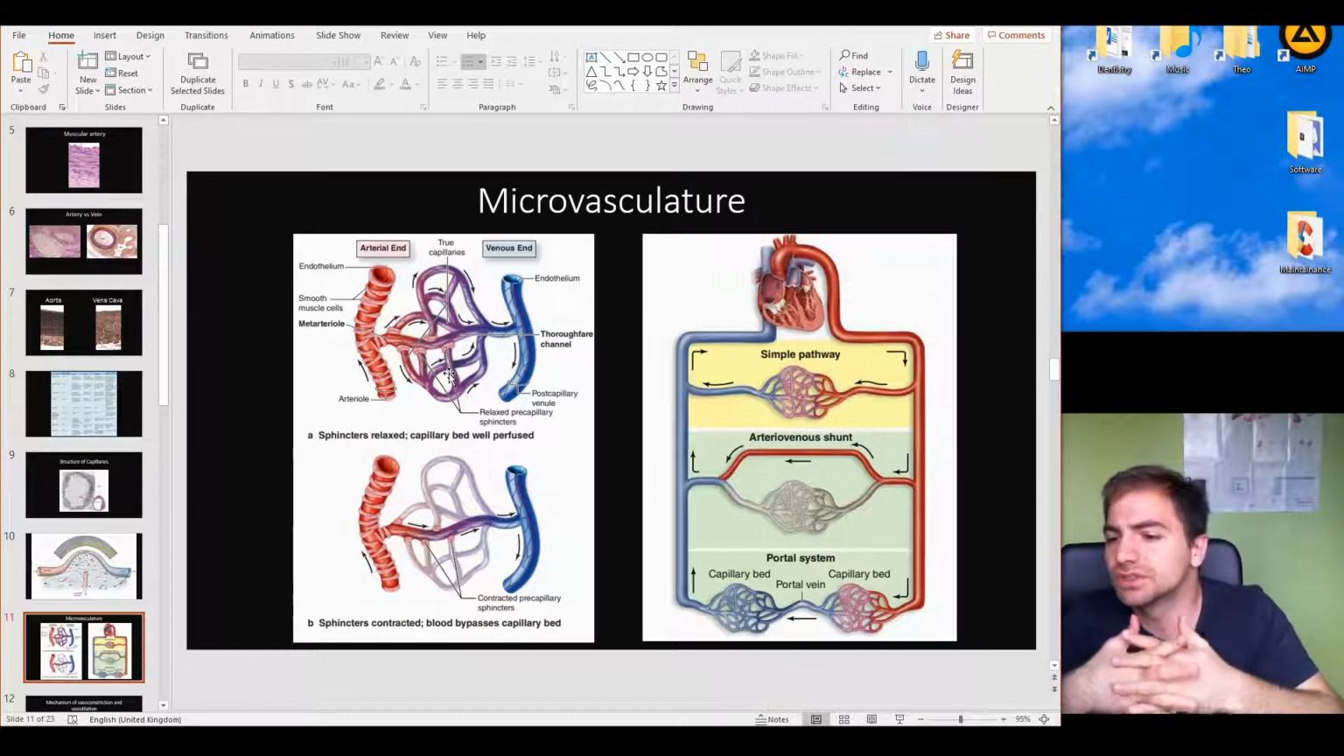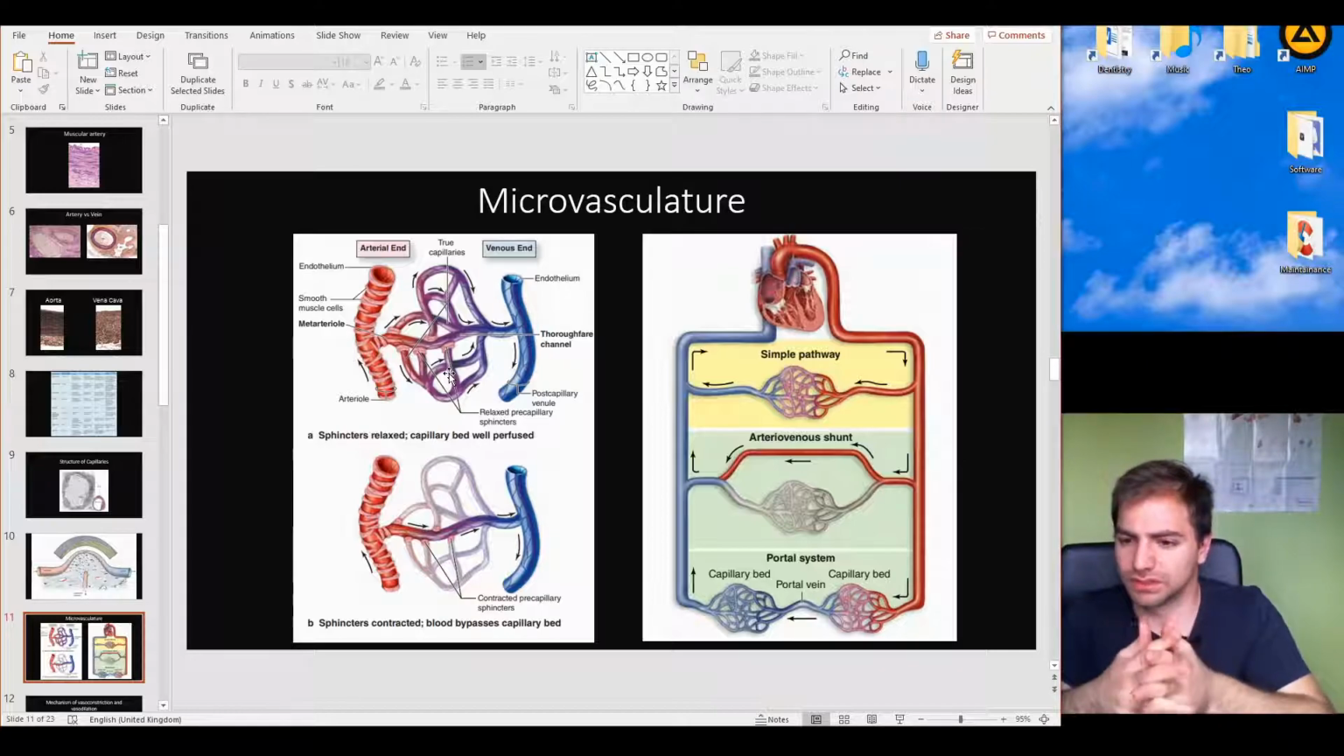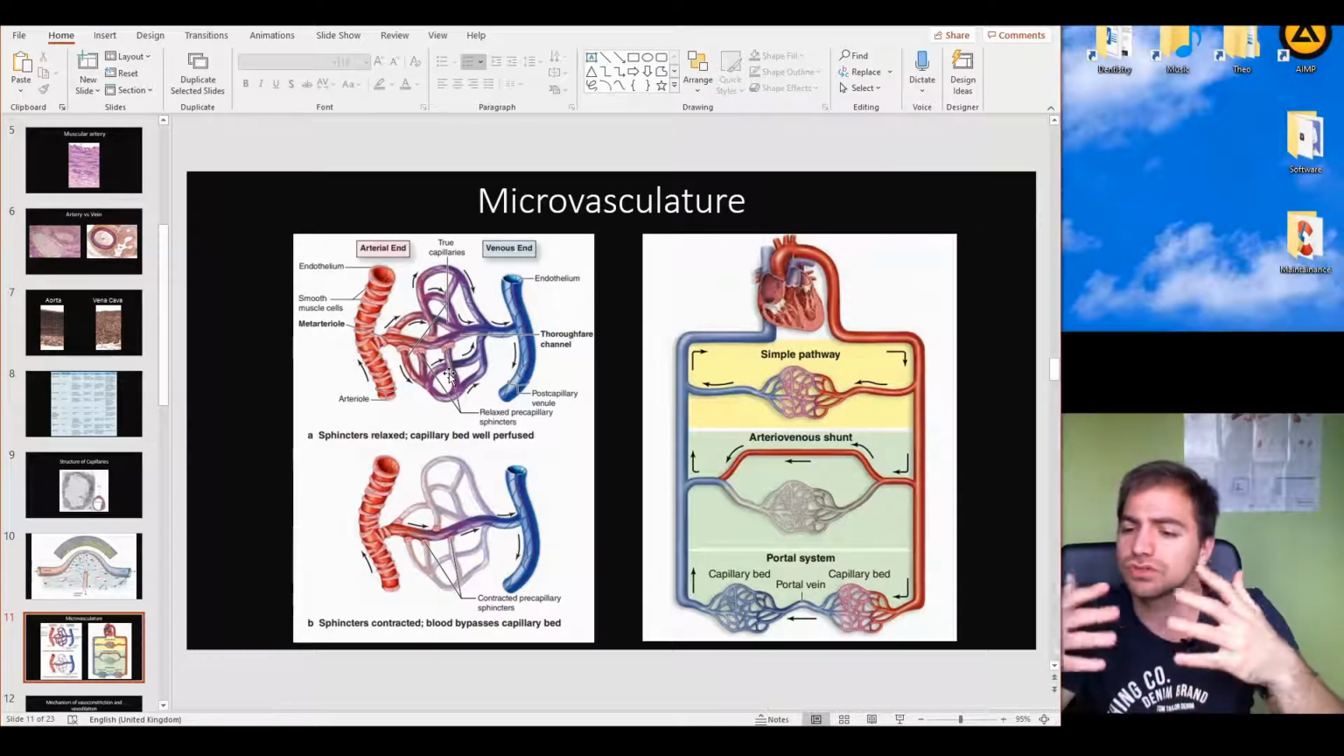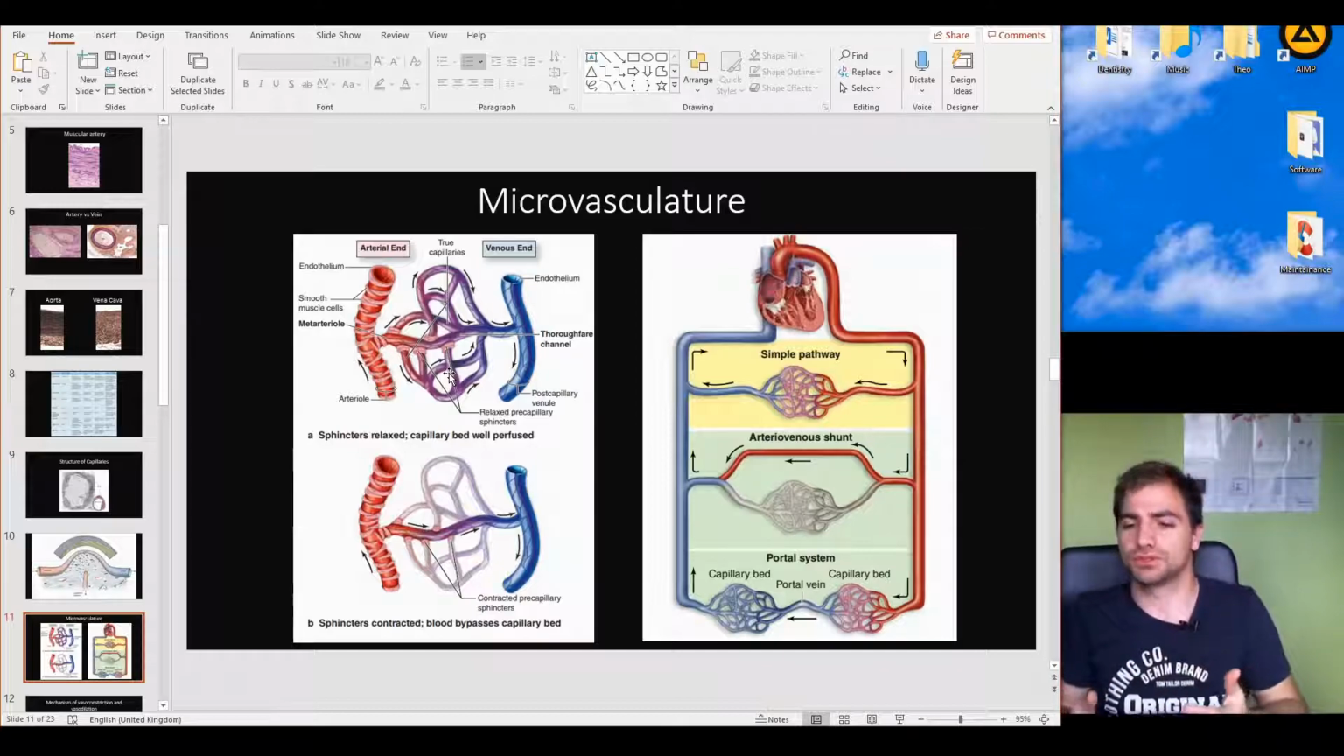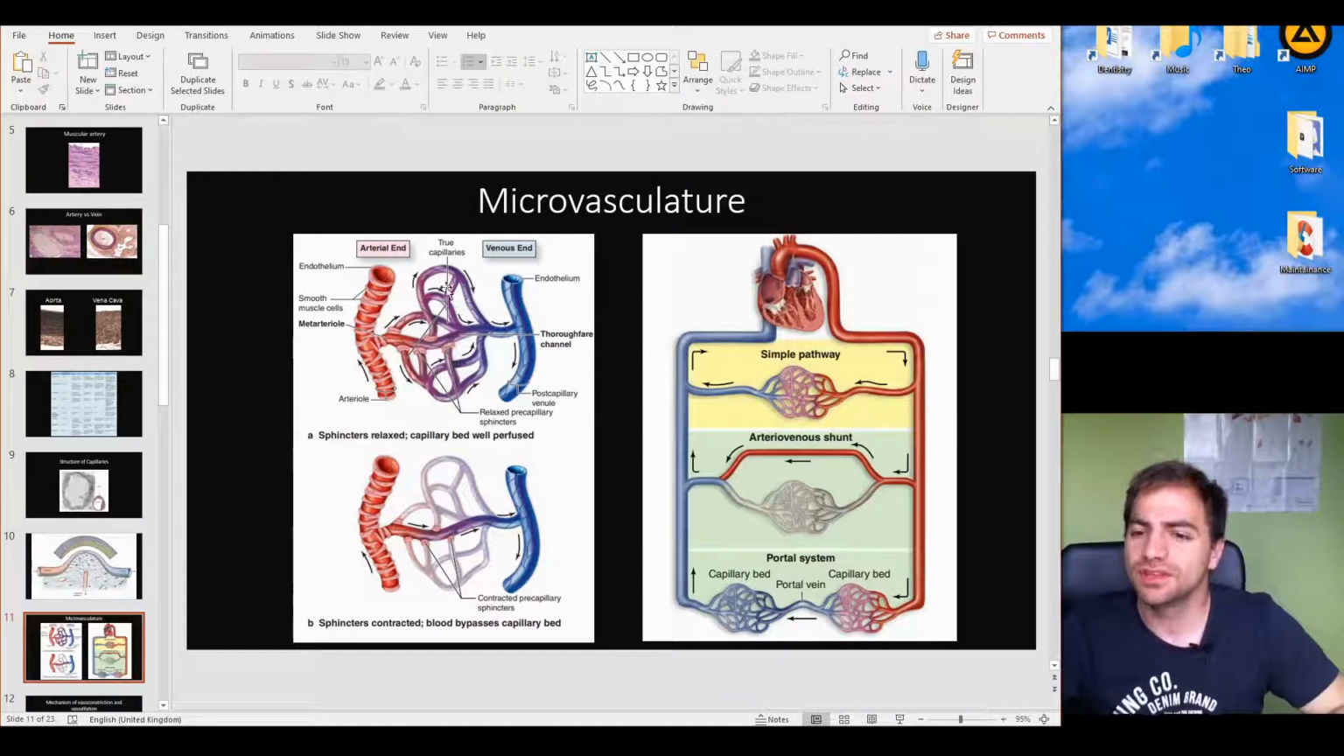Another example is the portal system. What is the portal system? I'm sure you've seen this system, the main portal system in the liver and many other structures, also in the hypothalamus and so on. Well, what is the purpose of the portal system and what is it? This is the typical simple pathway that we have in a specific organ or location: the arteriole bringing the blood, the capillary exchanging and diffusing all the proper nutrients, and of course the retrieval of the toxic byproducts and the deoxygenated blood by the vein.